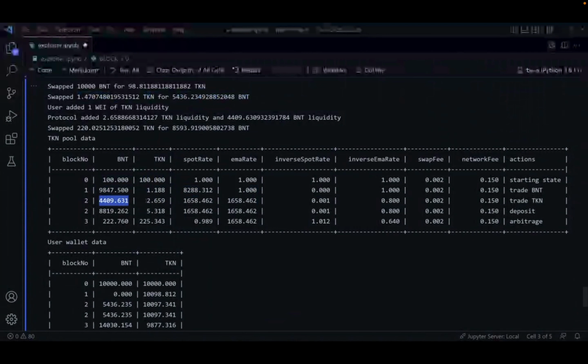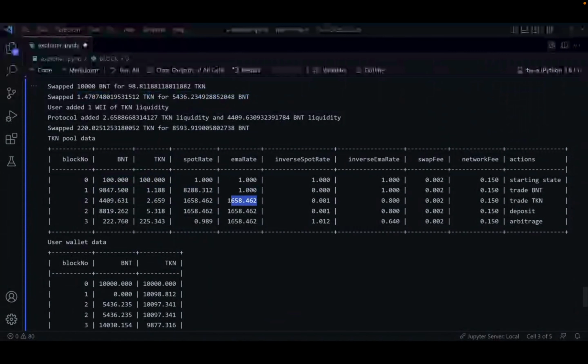They're partially closing that arbitrage opportunity. And that's going to bring the spot rate and the EMA rate into balance. So essentially what the attacker has done is said, okay, I know how the EMA works. I'm going to move the spot rate, and I know that the EMA rate won't change.